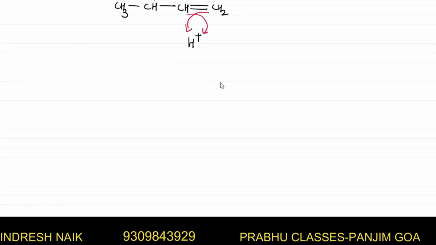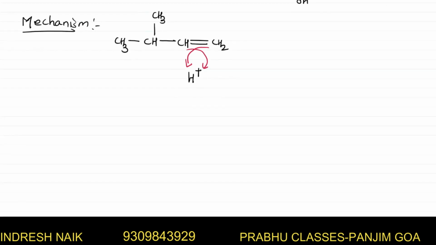So here what I do is I write two. Let's say this is A and this is B. I'll show you the most stable attack. A and B, you have understood that. So the most stable attack will be this way, hydrogen going to this, right? So the compound you are going to get is this.